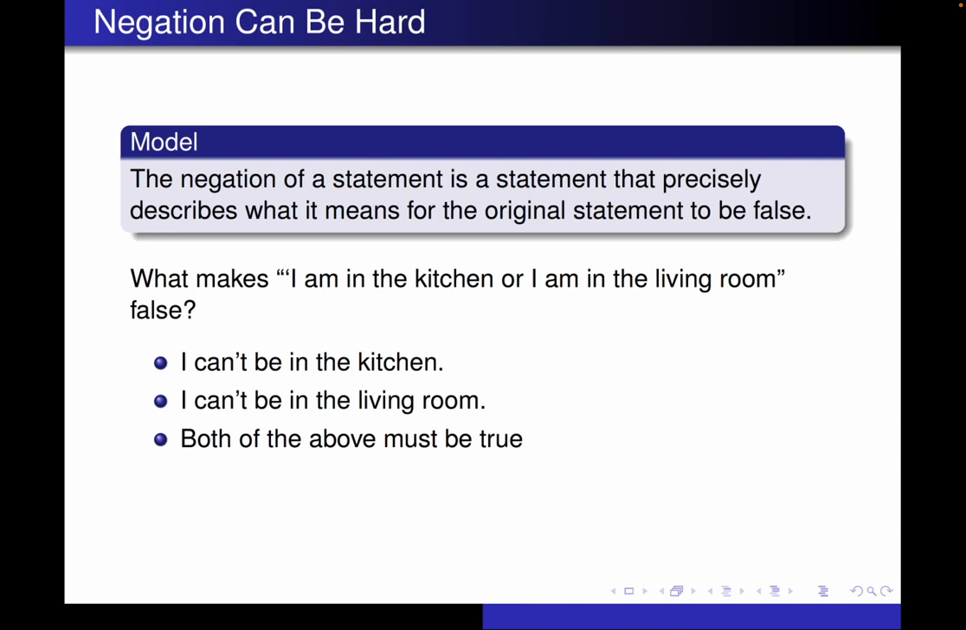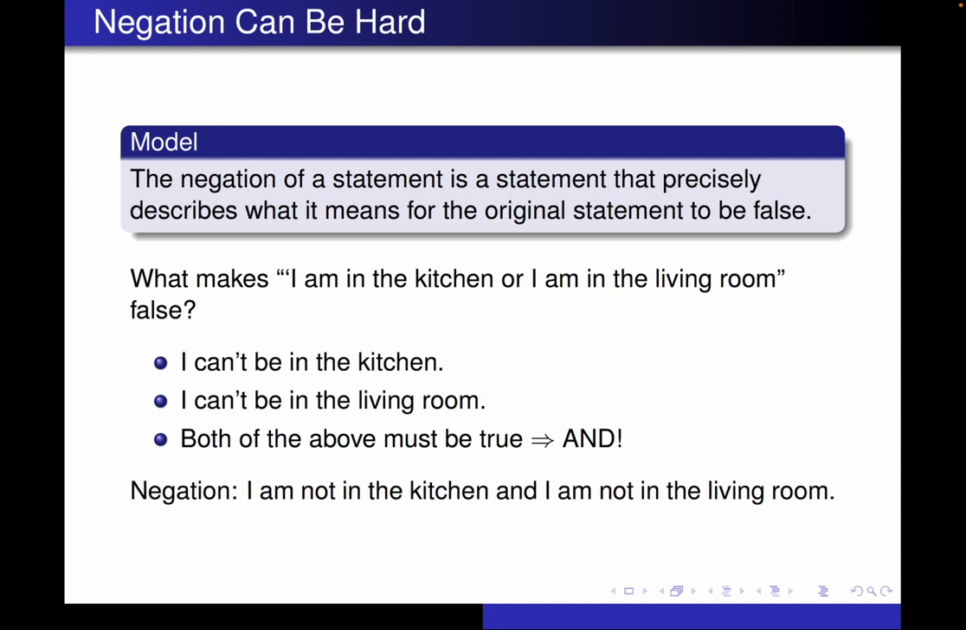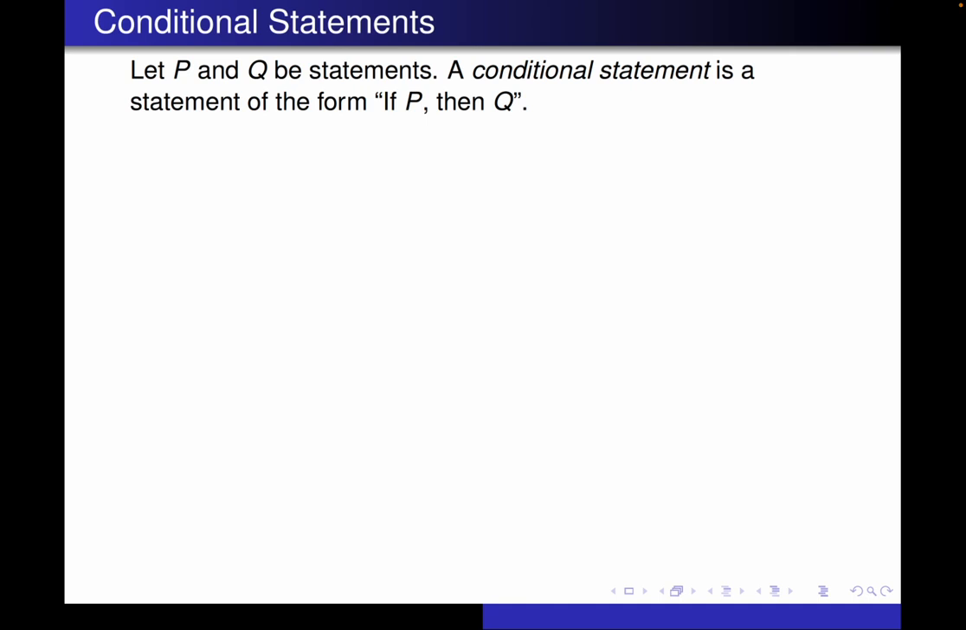And that may sound a little bit familiar, because when I say two statements, both of which have to be true in order for things to be true, that's an AND statement. So if I want to negate "I am in the kitchen or I am in the living room," I have to say "I am not in the kitchen and I am not in the living room." And that describes precisely what it means for the original statement to be false.